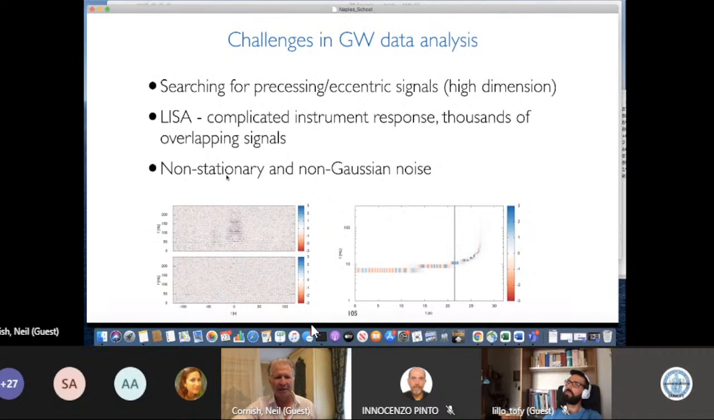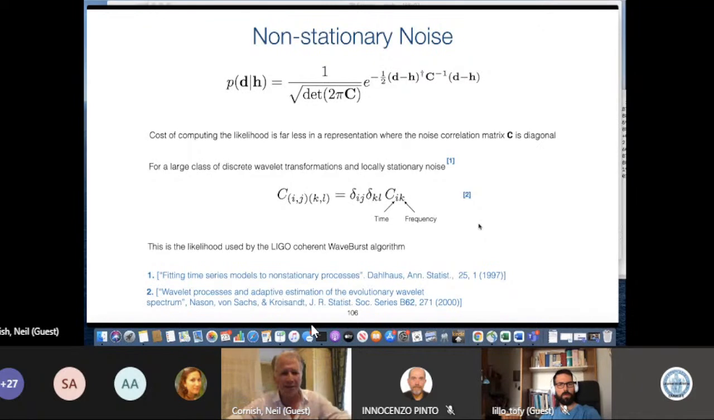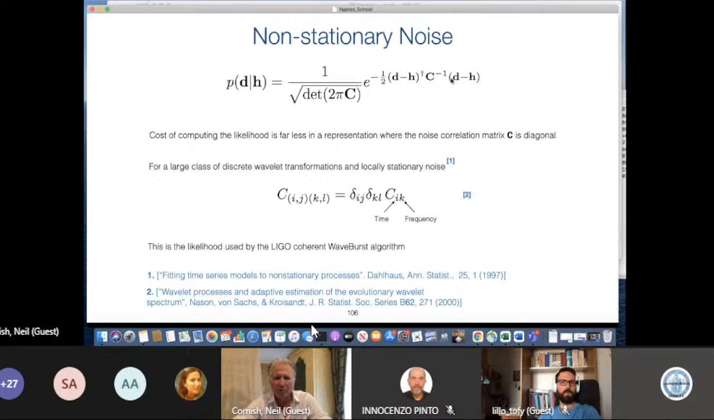These are, again, time frequency maps showing excesses in some of the LIGO data. This is actually what a gravitational wave signal looks like in the discrete wavelet domain. This is a binary black hole merger. And if we switch to use a discrete wavelet transformation, then the noise model, which we take to be the same Gaussian, has indices I, J, K, L, where I is time and K is frequency.